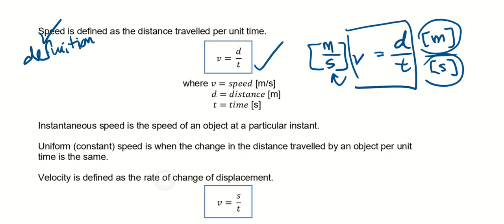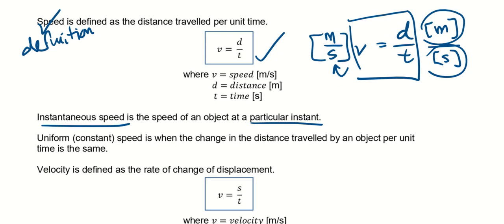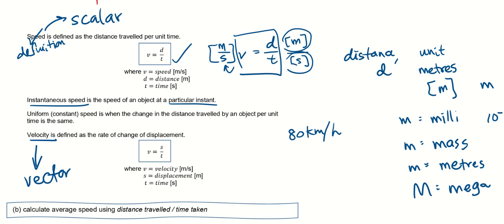And what is instantaneous speed? It is the speed that an object has at a particular instant. That means the speed at that point in time. Any question? What is uniform speed? It is when the change in distance traveled by an object per unit time is the same. That means the speed doesn't change.